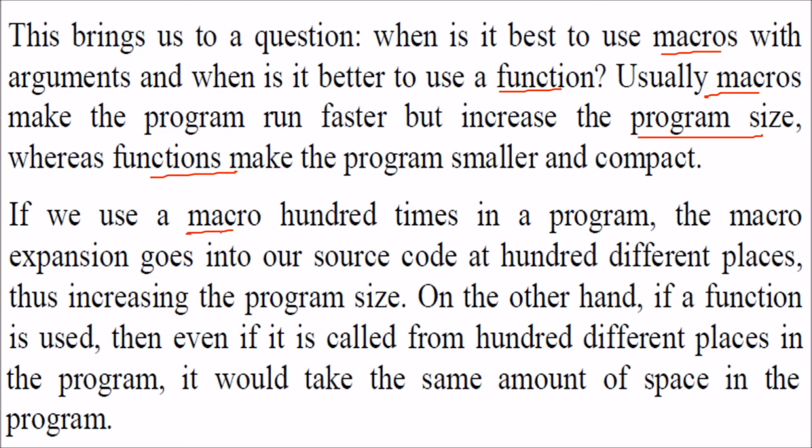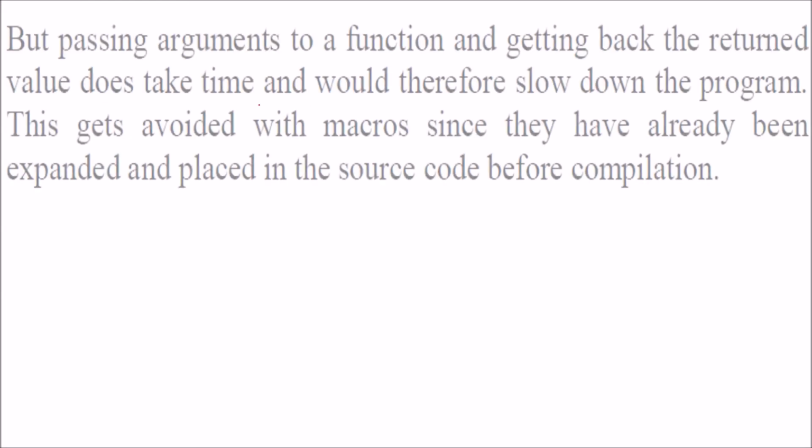So if you use a macro 100 times in a program, or any number of times, I'm just saying an example, 100 times, that source code will be replaced. Means that source code from the above hash define line will be taken and placed inside your source code. That will increase your program size. But in function, this does not happen. Even if the function is called say 100 times in different places, it will take the same amount of space in the program, because there is only one function you have made. There is only passing of the control.